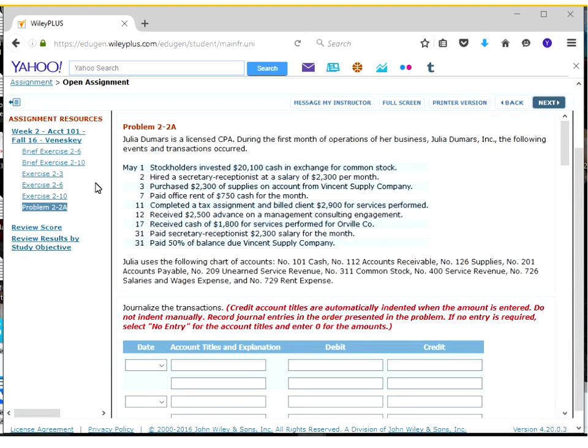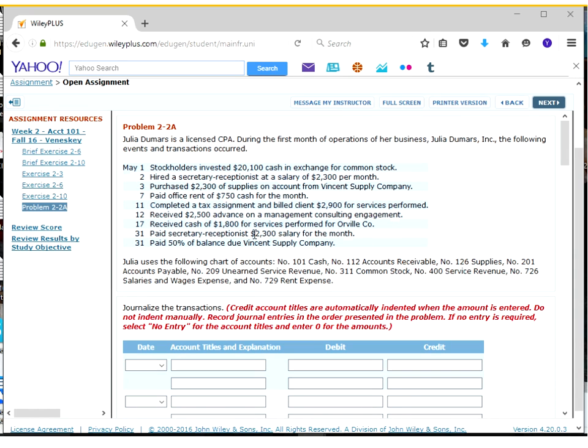I'm here to help out with a couple of the Wiley Plus problems that we have due for this week. First one I'm going to look at is problem 2-2A. The journal entries in this problem are not difficult. Doing the journal entries, there should be nothing confusing with that.